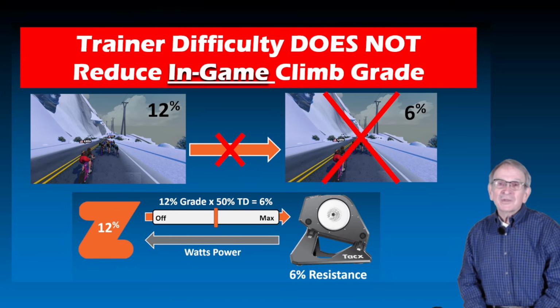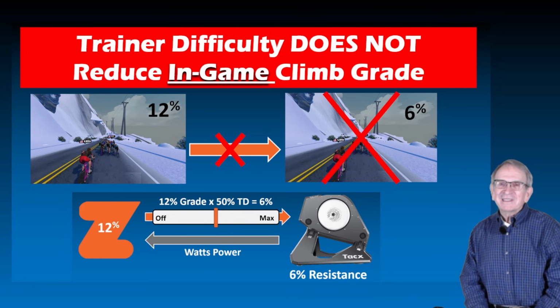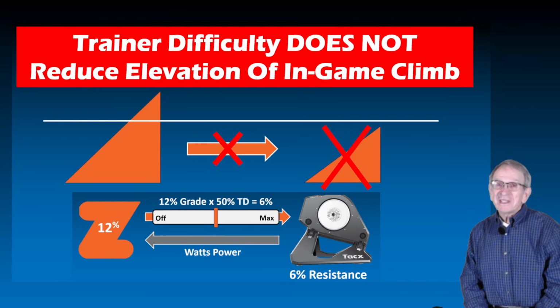Yes, adjusting trainer difficulty, say to 50%, adjusts the grade resistance on your trainer to simulate 6%. But your avatar in the Zwift game is still going up a 12% grade. Yep, your poor avatar still has to tackle that 12% grade, even though you on your trainer are only battling a 6% grade. And to reiterate, adjusting your trainer difficulty does not reduce the elevation of the climb.